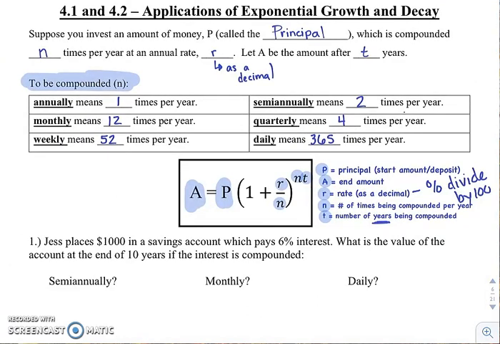So if we look at number 1, it says Jess places $1,000 in a savings account which pays 6% interest. What is the value of the account at the end of 10 years if the interest is compounded semi-annually, monthly, and daily? So it wants us to do it 3 times. So I'll do daily with you guys, and you guys can try semi-annually and monthly. But let's first identify what everything is. So if she's placing $1,000 in the savings account, the $1,000 is going to be what she's depositing, or that start value.